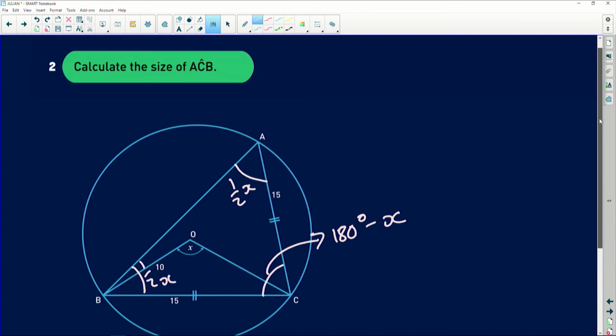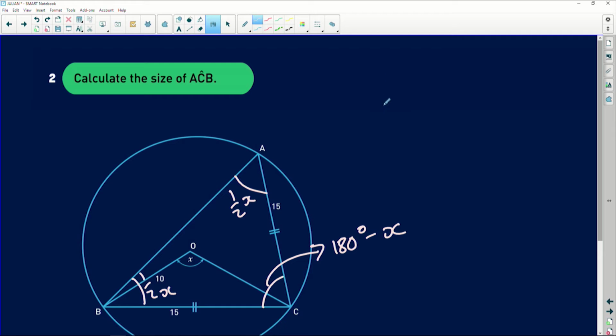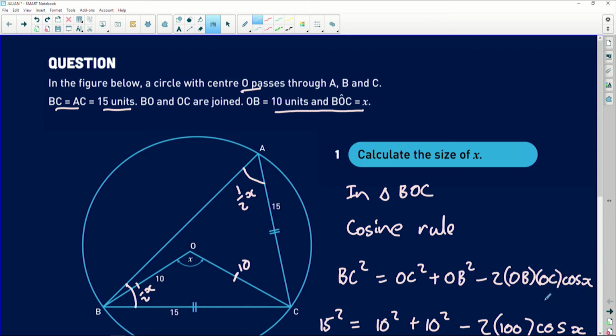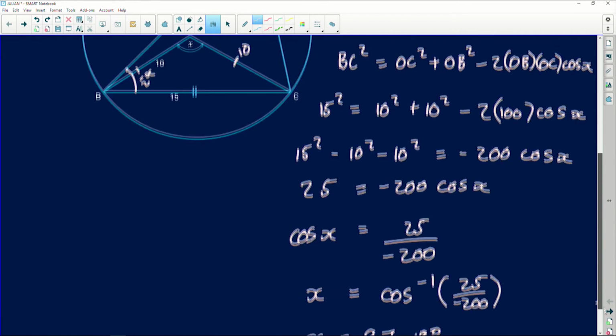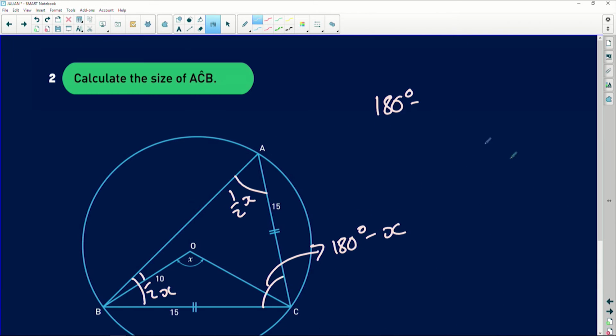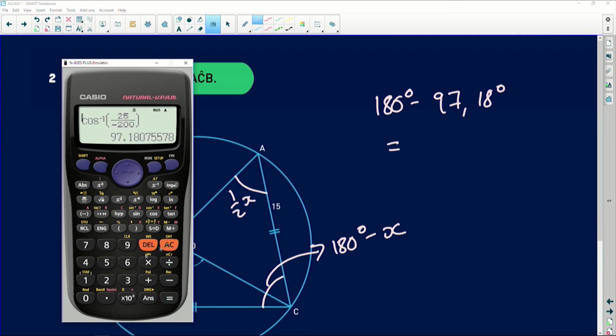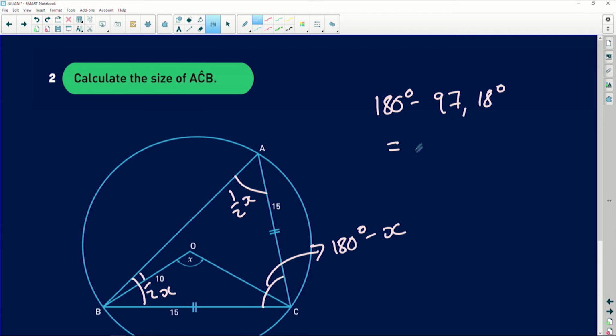But that's not what we're looking for. We're looking for the value of ACB, and we already know that x is equal to 97,18. So 180 degrees minus, let me just make sure that that is correct. It is 97,18, yes, correct. That is going to give me 180 degrees minus 97,18, and that's equal to 82,82 degrees. Okay, nice and easy one over there.